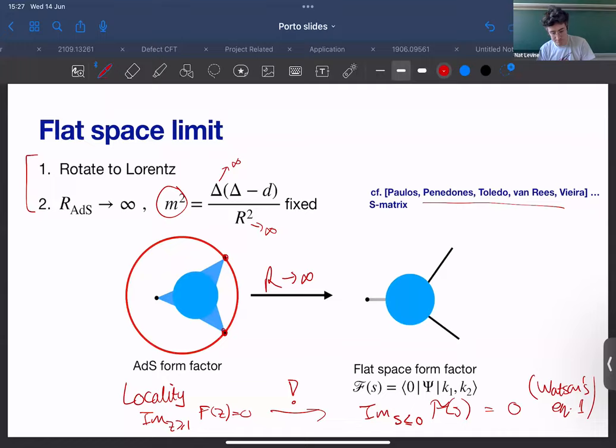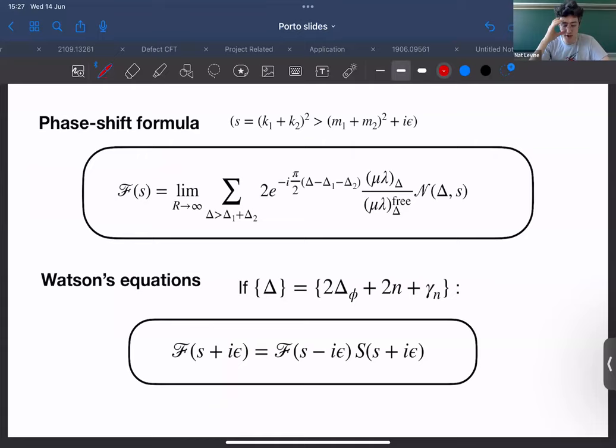And so we also computed a phase shift formula analogous to what was done for the F matrix. So for the on-shell kinematics, so on the positive cut, we can write an expression for this flat space form factor as a sort of large delta average of this data, these coefficients mu lambda. And they appear here divided by the free value, so these GFF values. So I won't say too much about this.